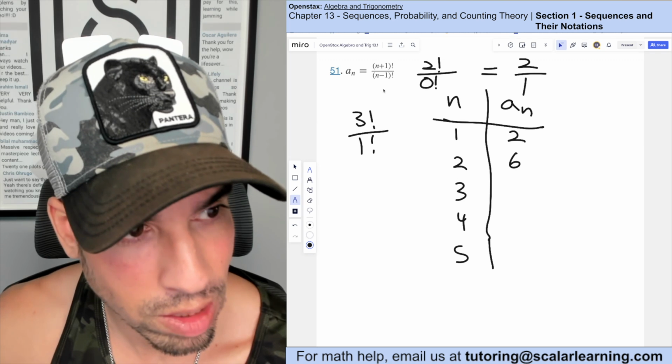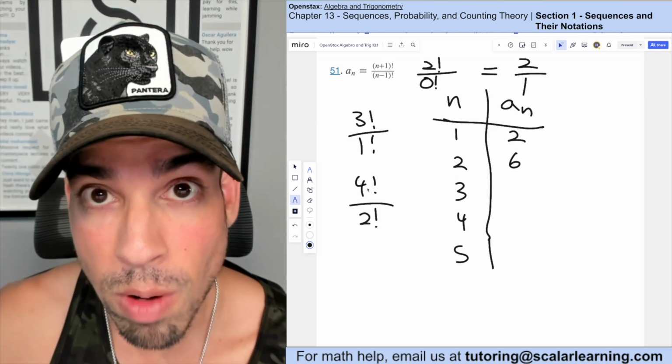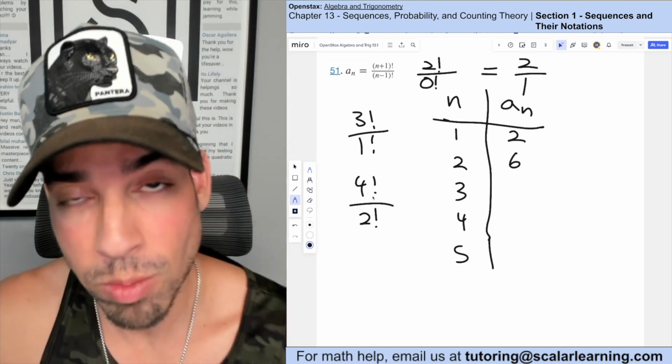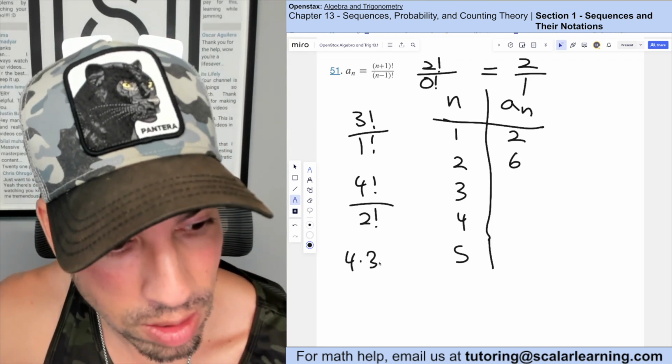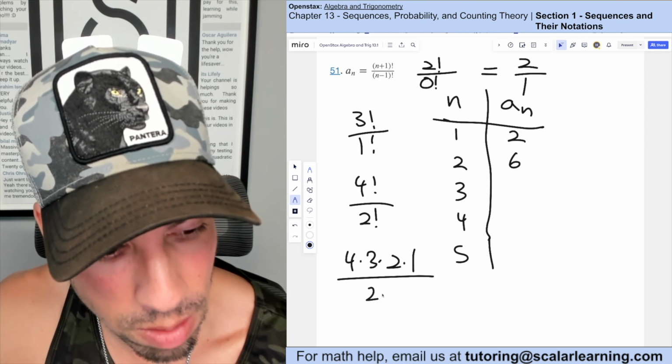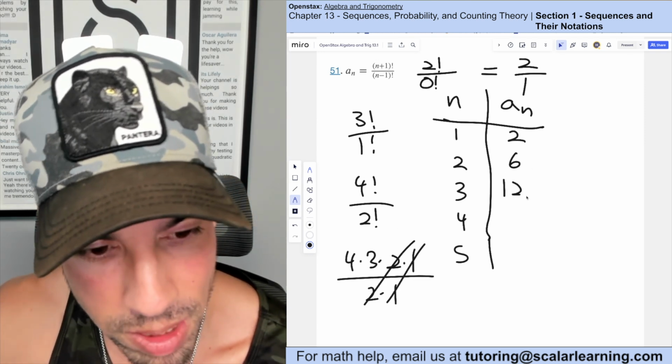Next, we're going to plug in 3. So we get 4 factorial over 2 factorial. Now, remember, 4 factorial is 4 times 3 times 2 times 1. 2 factorial is 2 times 1. So if you see on top, we got a 2 and a 1, and on the bottom we got a 2 and a 1. Goodbye, goodbye. I just have 4 times 3, which is 12. Makes it a little simpler.